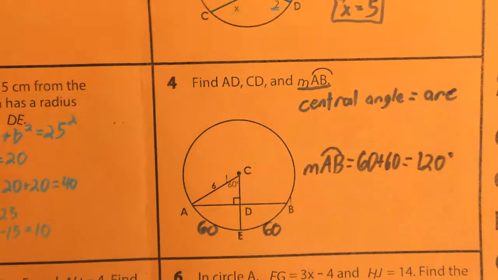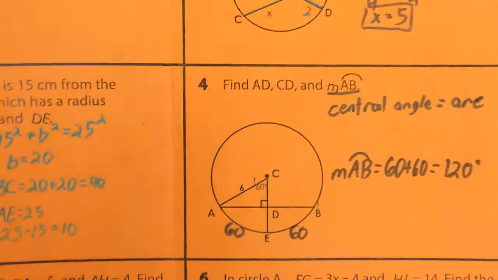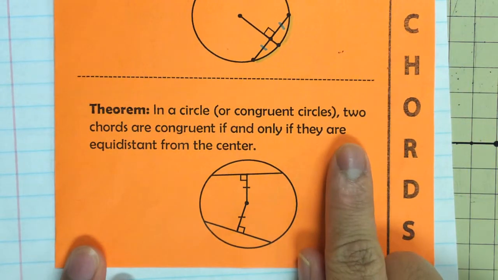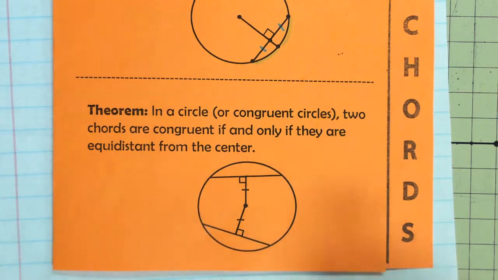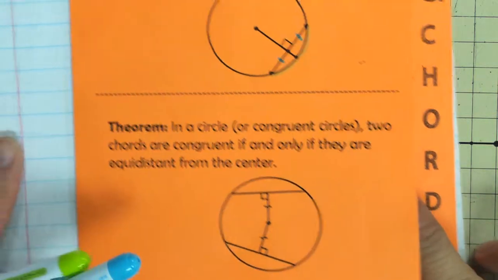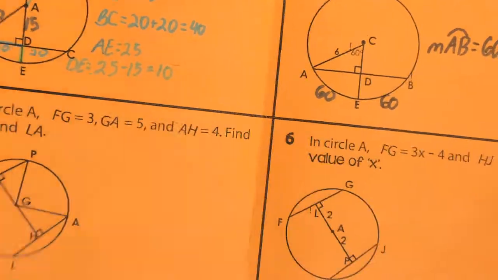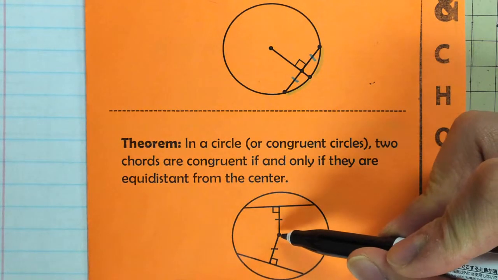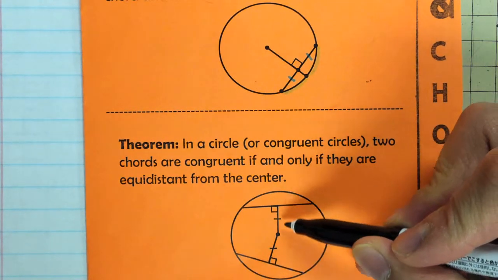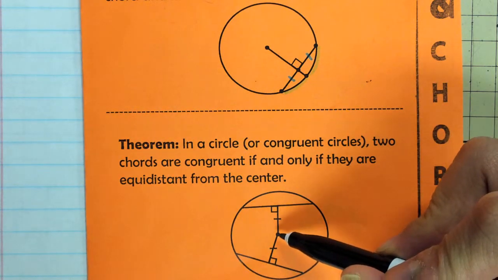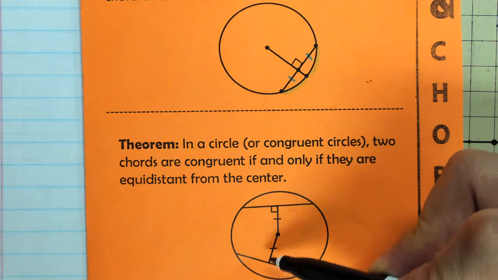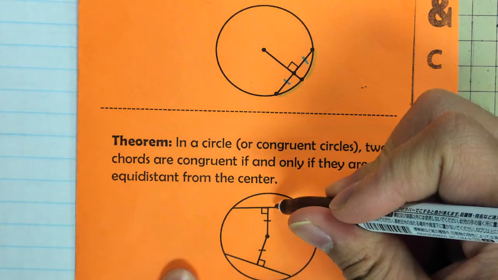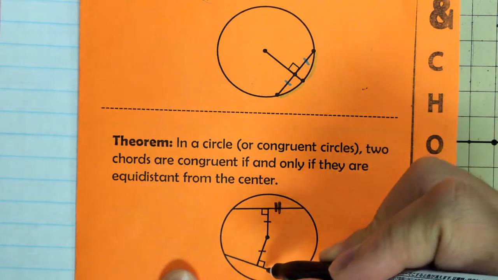My third property. In a circle, two chords are congruent if and only if they are equidistant from the center. So what this means is, from my center to the chord, if that segment is congruent to another center to the other chord, this part and this part are congruent. What that tells me is this chord is congruent with this chord.